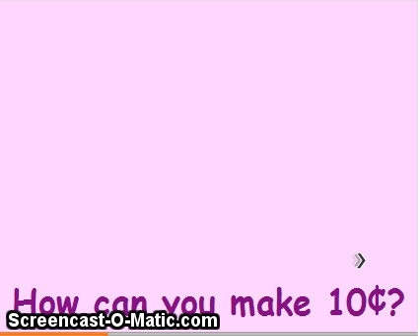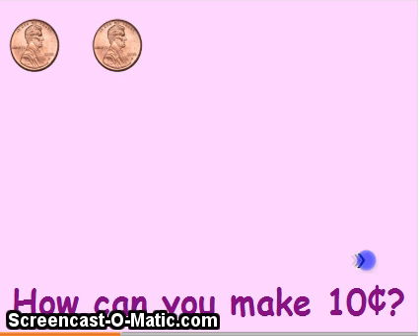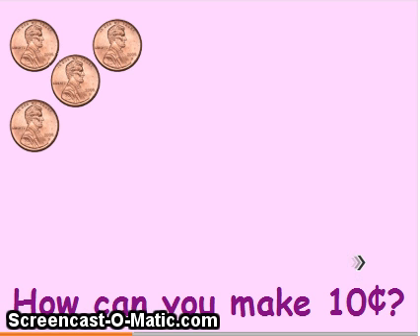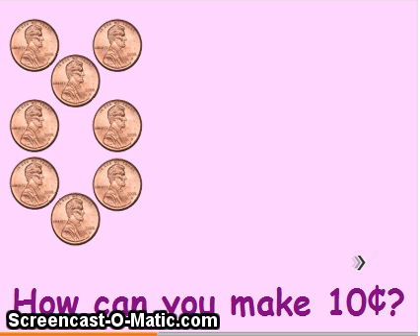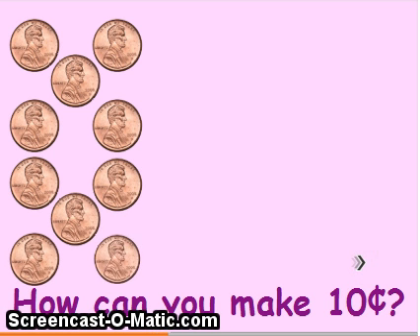Now, how can we make 10 cents using pennies? We know that 1 cent is a penny. So how many pennies does it take to make 10 cents? Use your paper to draw out the coins if you need help. But let's count out loud. 1, 2, 3, 4, 5, 6, 7, 8, 9, and 10. 10 pennies makes 10 cents.